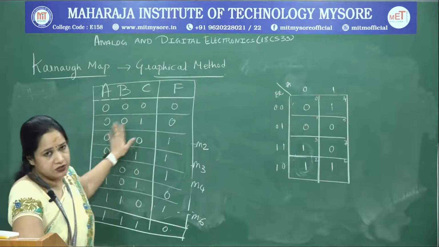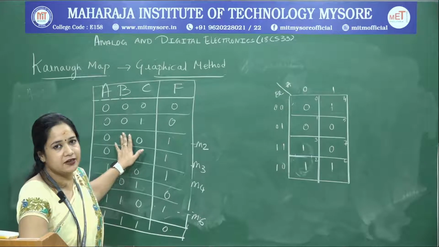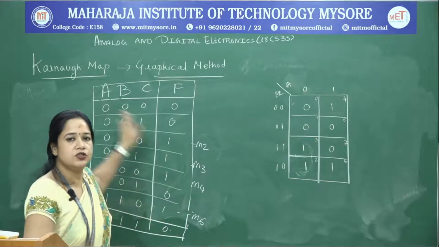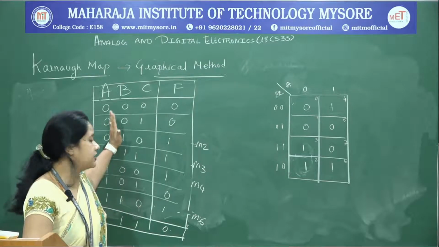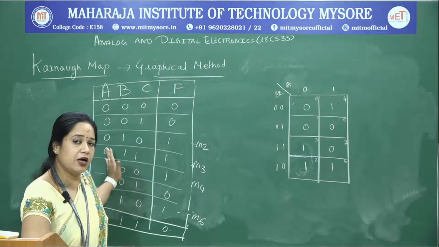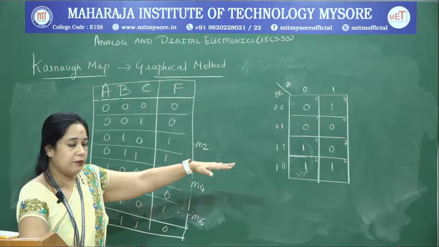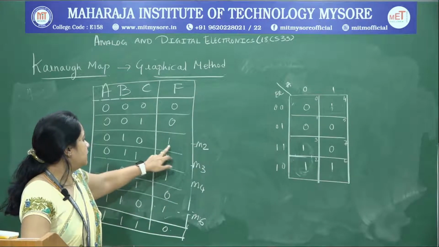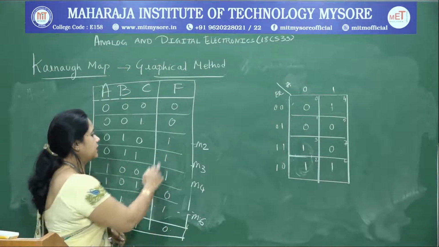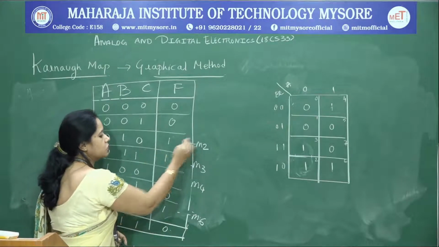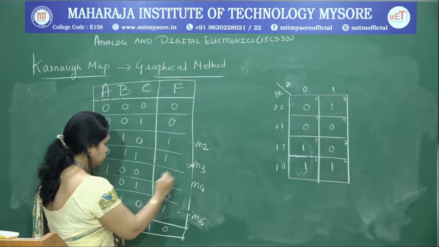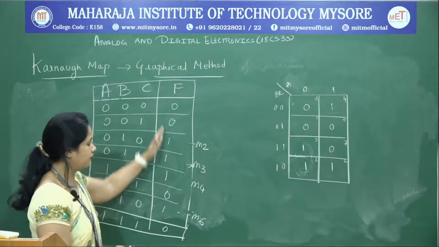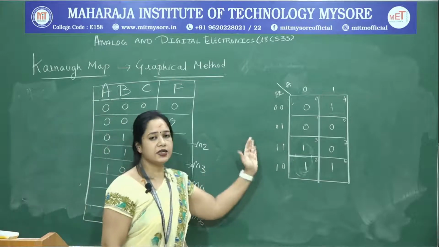We are given a truth table which represents a given Boolean expression. Your problem can be given in different ways. Here, one of the ways is that you are given a truth table and asked to simplify using K-map. So, we have the truth table representation, and now I will try to identify the min terms here. 0 1 0 corresponds to M2, this corresponds to M4 and this corresponds to M6. Once you have identified the min terms, we will write a K-map.